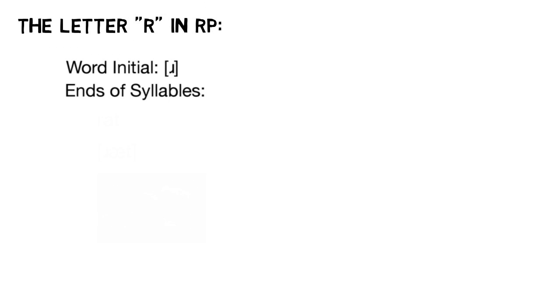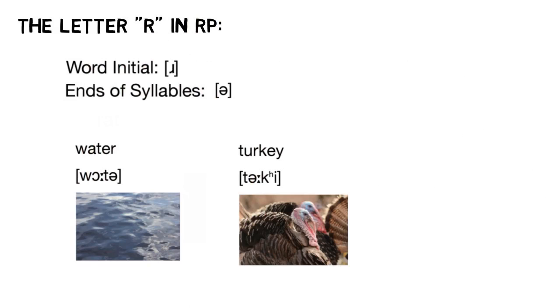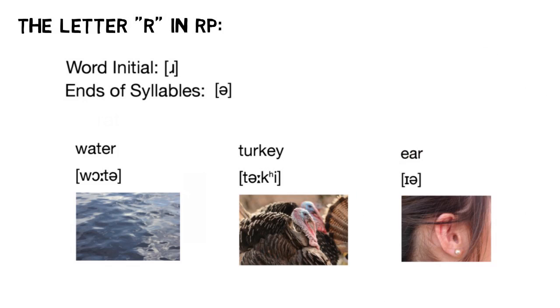The r sound in American English does not exist in RP. So you have to substitute in another vowel. Around half the time this is going to be a schwa, the sound from about. That gives you words like water and turkey. Notice that in this one, what used to be a stressed vowel is extra long. Turkey and ear.